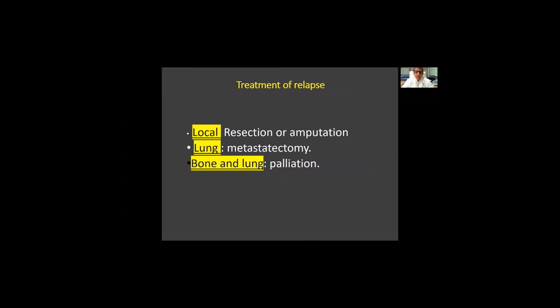After the patient has had his treatment, whether systemic or local, and develops relapse, we have to know how to treat this relapse. If the patient developed local recurrence, we should resect the recurrence with the same principles we used with the primary tumor, either by resection with negative margins, if this is possible, or by amputation if resection is not possible. If the patient developed lung metastasis, this should be treated by metastasectomy. If the patient developed both bone and lung or bone metastasis alone, these patients have poor prognosis and very low survival and should be treated on a palliative basis.